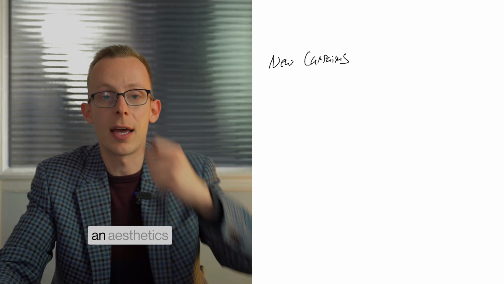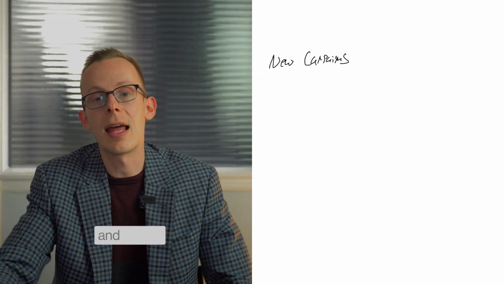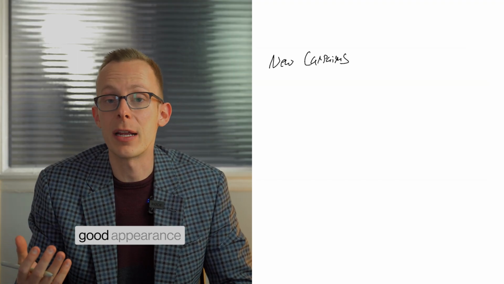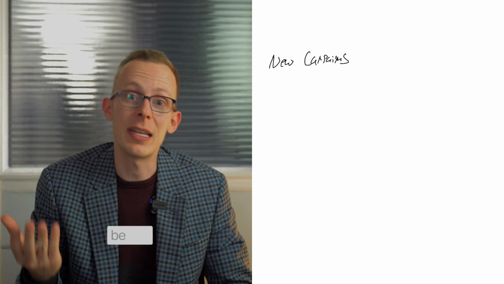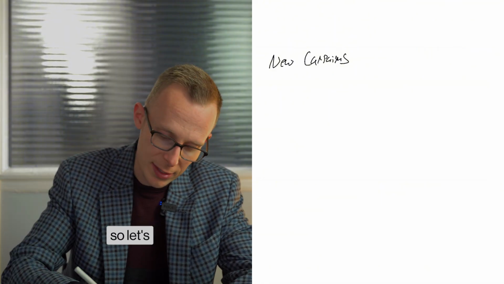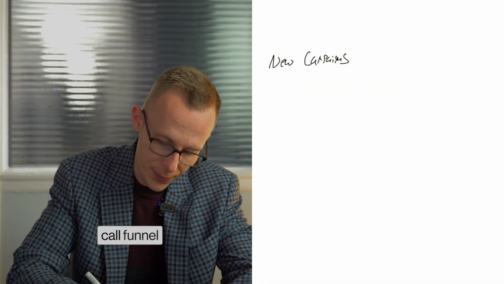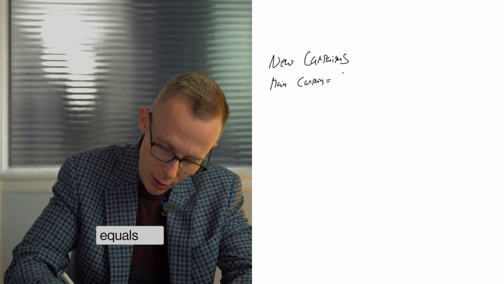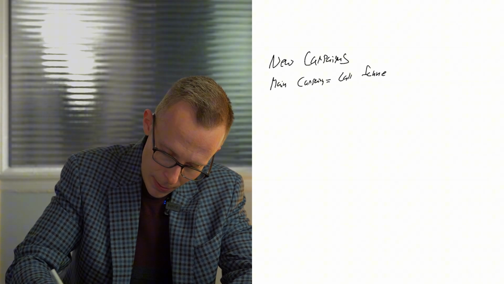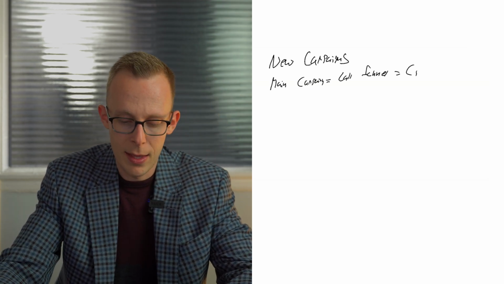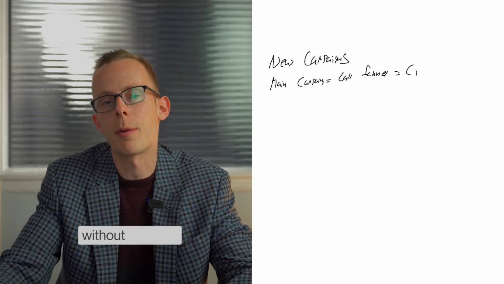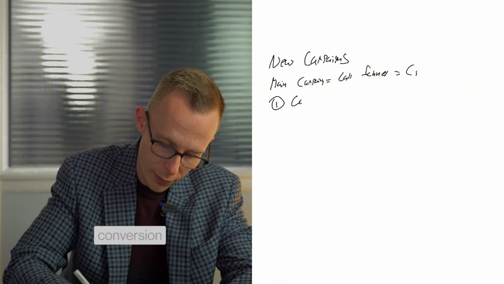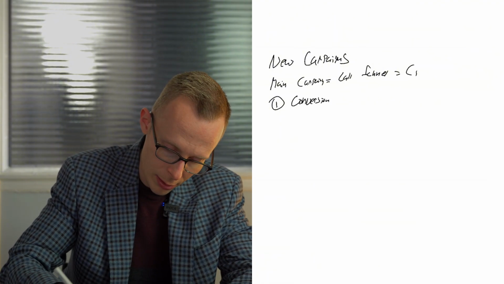So let's say that you have an aesthetics business and you're selling to women, and maybe you're selling to women who want to just look good. They want to have an aesthetically good appearance. That could be Botox, it could be skin tightening, it could be any sort of fillers, right? Okay, so let's say the first one is a call funnel. So let's say that your main campaign equals call funnel. We'll call that C1, okay? Now, how can you adjust that without breaking the whole thing? Well, there's a few different ways to come up with new campaigns. Number one is you could change the conversion mechanism.